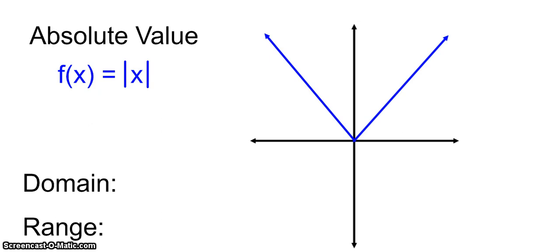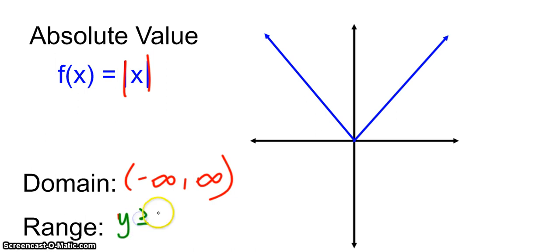Absolute value graph, very important one. Your domain here, you can take the absolute value of any number that you want. You can tell we've got a lot of all reals happening. But when you take the absolute value of any number, positive, negative, or 0, you will only get back positive numbers. Remember, absolute value deals with distance. So if you think about walking, you can only walk positive numbers.